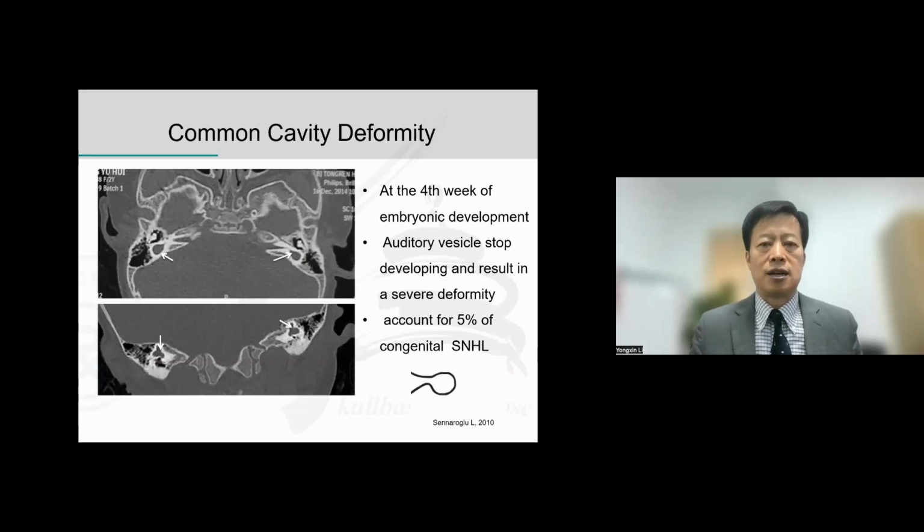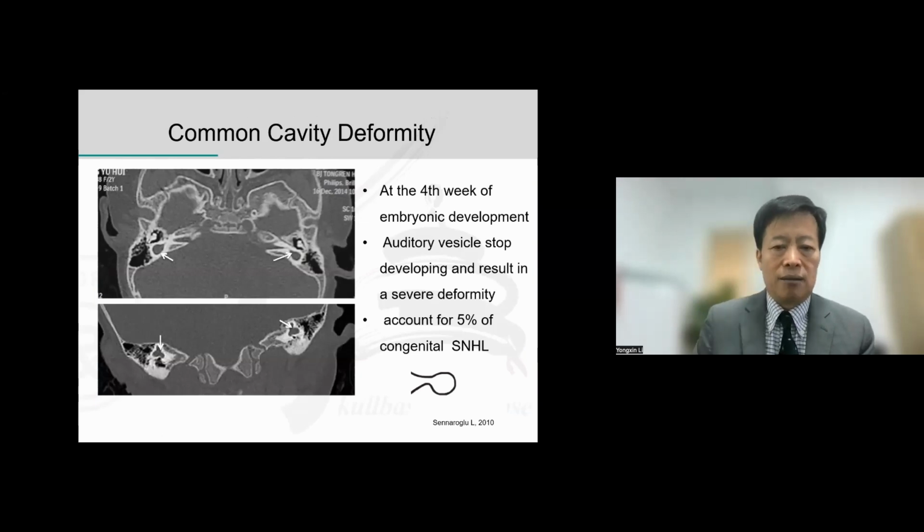Yes, let's see the common cavity. At the fourth week of embryonic development, the auditory vesicle stops developing and results in severe deformity. Actually, we found 5% of them suffered from congenital sensorineural hearing loss.